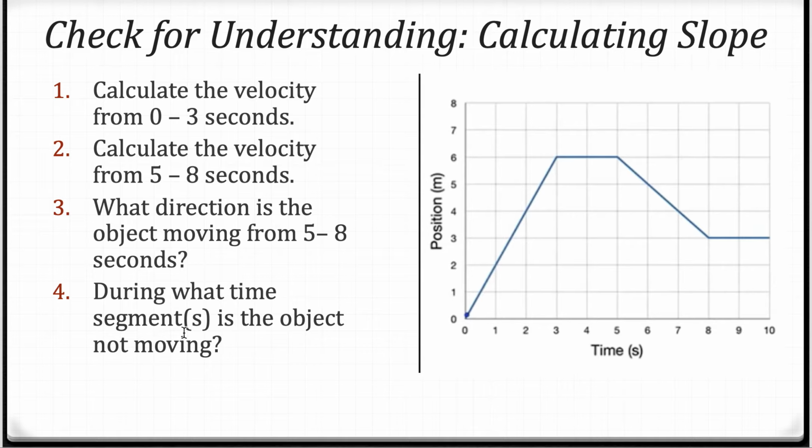So when we're looking for not moving, we're looking for those horizontal lines that have a slope of 0. We can see we have 2 of those here and here. We have it from 3 to 5 seconds, and then again from 8 to 10 seconds. So in both of those sections, the object is stopped. Here it stopped at 6 meters away from its starting point, and here it stopped at 4 meters away. Okay. All right, moving on.